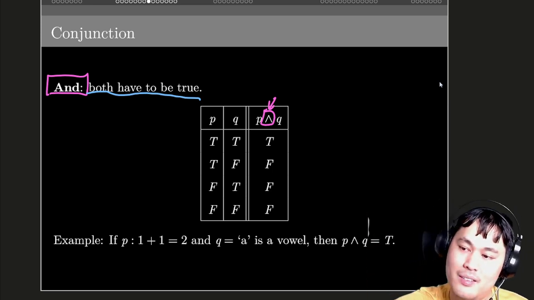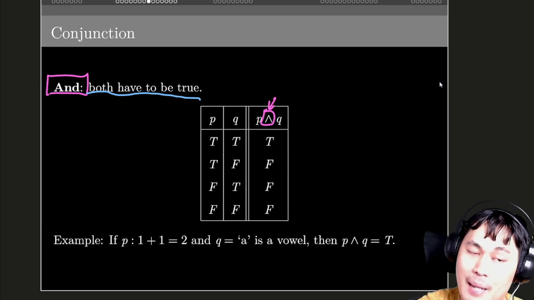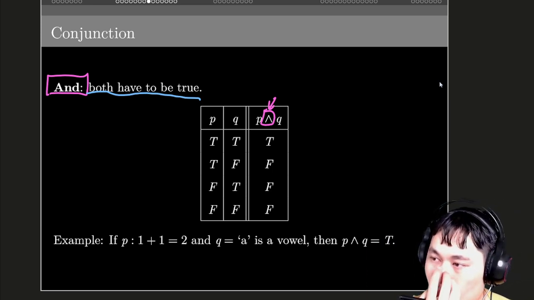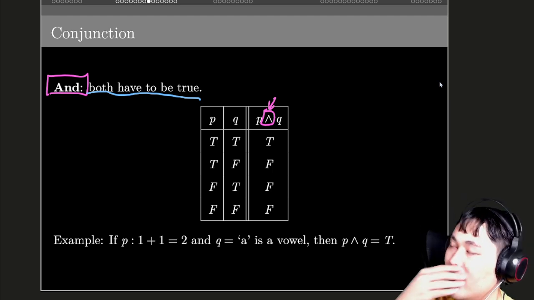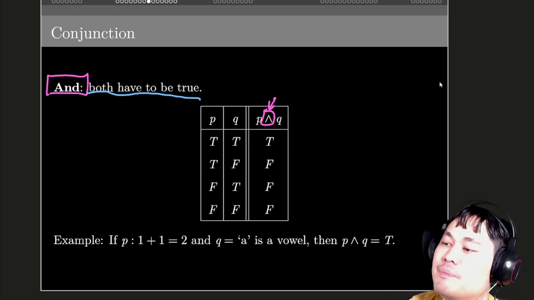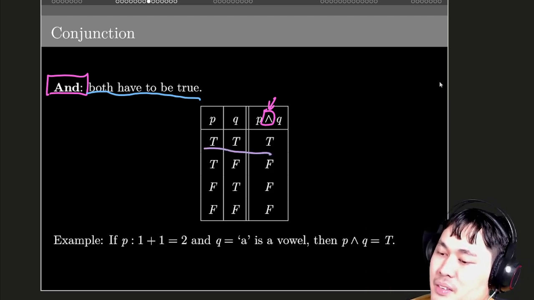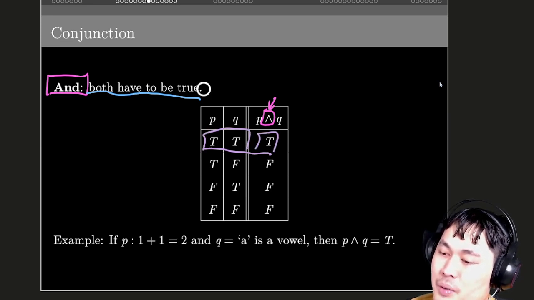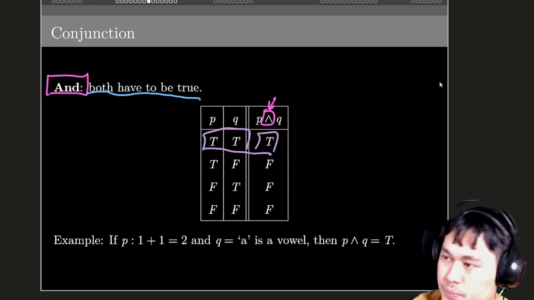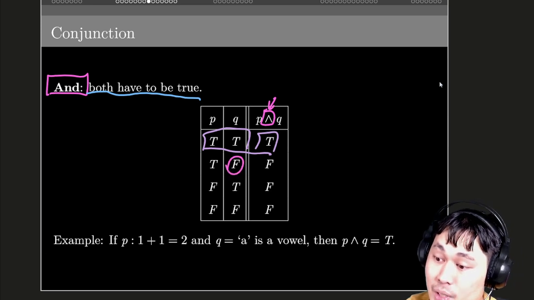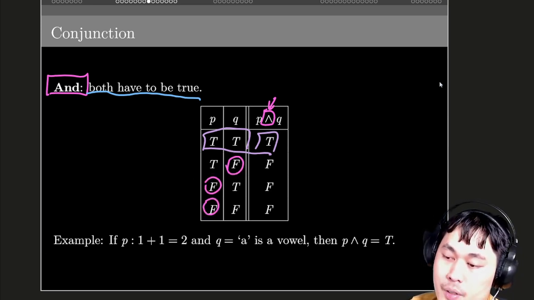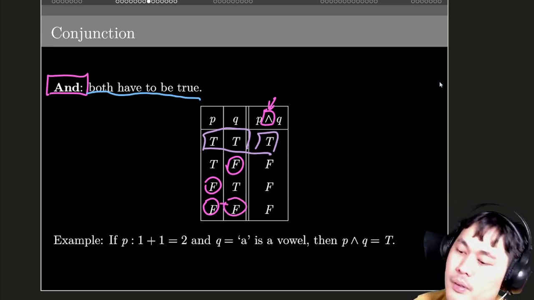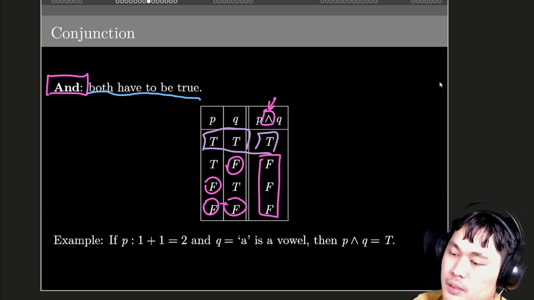That's like when you say, I'm a werewolf and I'm not a werewolf, you are the werewolf. I'm claiming that these two statements are true at the same time. That means if they are true, then what I'm claiming is true. But if at least one of the statements fails, maybe the second one fails, or the first one fails, or both of them fail, then what I'm claiming is false.